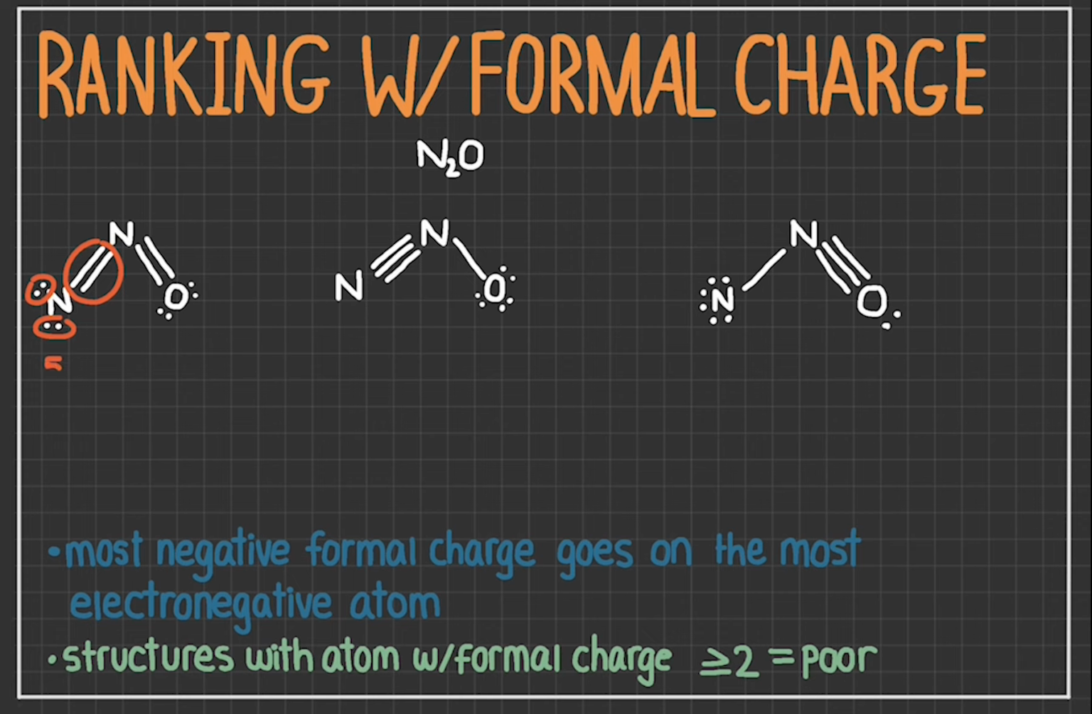In the first structure, we have 5 electrons in the valence shell ground state of nitrogen. Then we subtract 4 for the 4 lone electrons and 2 more for the 2 bonds. That gives us a formal charge of -1.